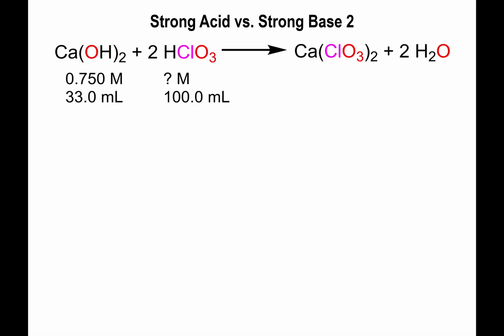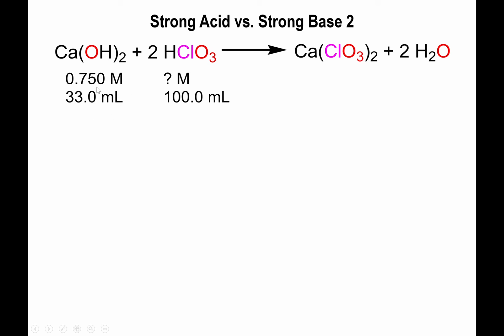Now I'm going to give you one that's a little bit more complex in terms of the balancing coefficients. You have calcium hydroxide reacting with chloric acid. They're both strong substances, but in order to balance this, you have to put a coefficient of 2 in front of chloric acid because calcium chlorate has a coefficient of 2 for the chlorate component, right? So when you perform this calculation, you have the volume and the molarity for calcium hydroxide.